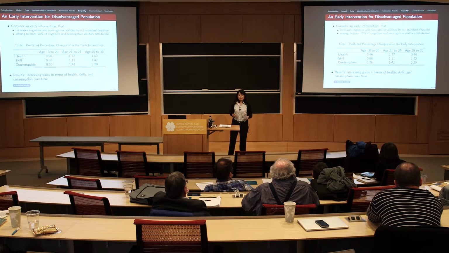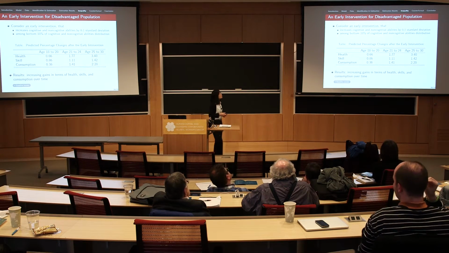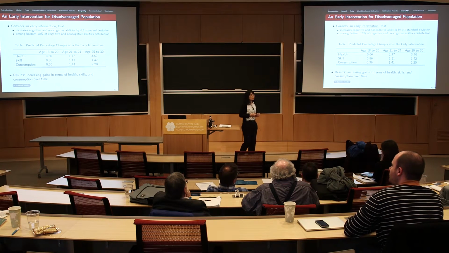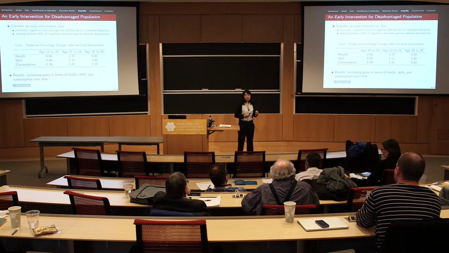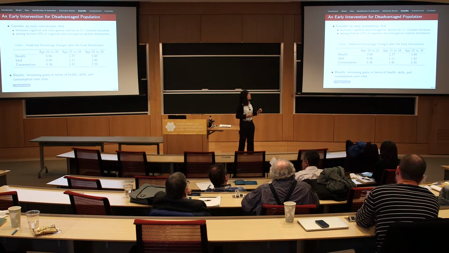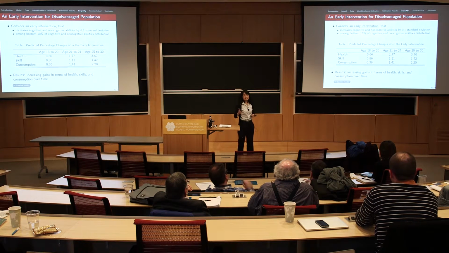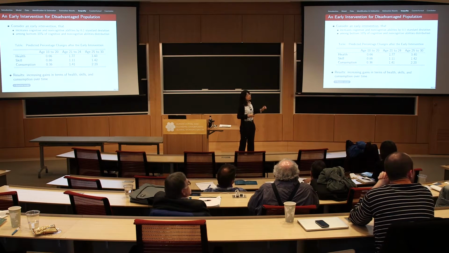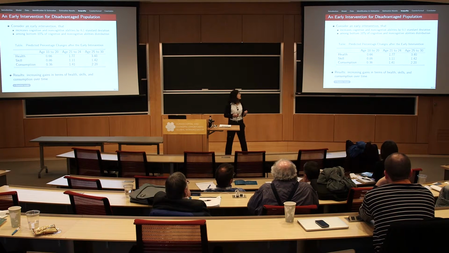Now, another way to look at our model is to think about possible interventions to reduce poverty among the most disadvantaged population. In particular, we are considering an early intervention that would increase cognitive ability and non-cognitive ability by 0.1 standard deviation among the bottom 10% of the population in terms of cognitive ability and non-cognitive ability.